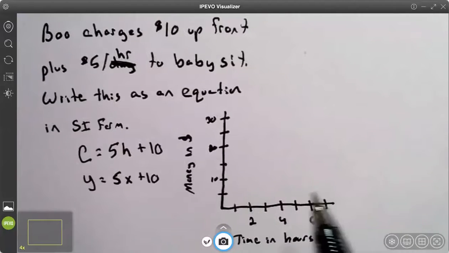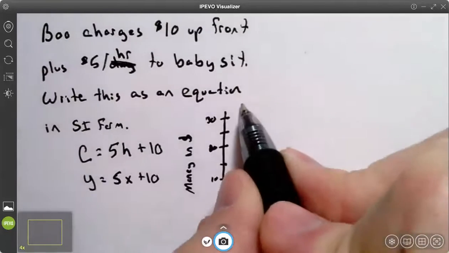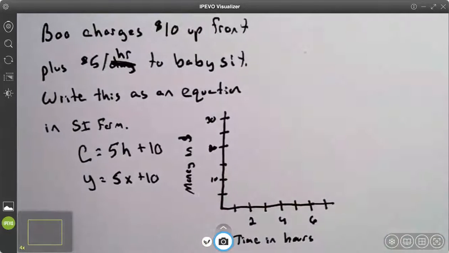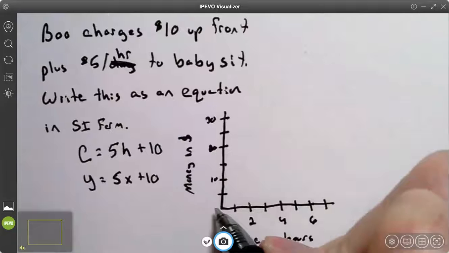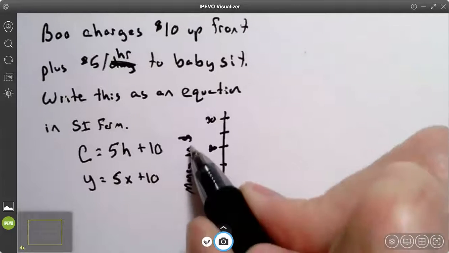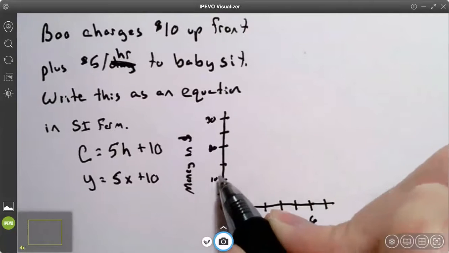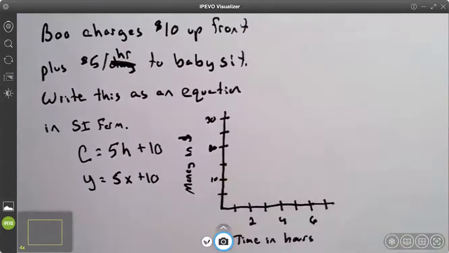I have created a quadrant 1 graph here. I'm supposed to title my graph. I could title it Boo's Babysitting. You definitely need to label your X and your Y axis. I labeled my X axis as my time in hours, 1 through 7. And I labeled my Y axis as my money in dollars, 5, 10, 15, 20, 25, 30, going vertically on the Y axis. We need to remember the X axis is independent.